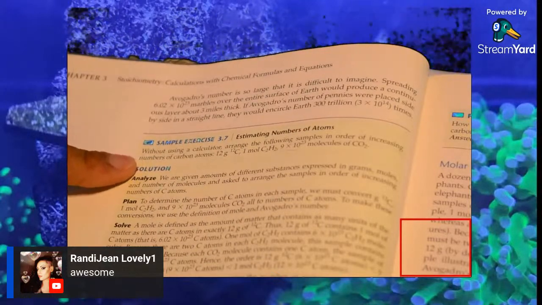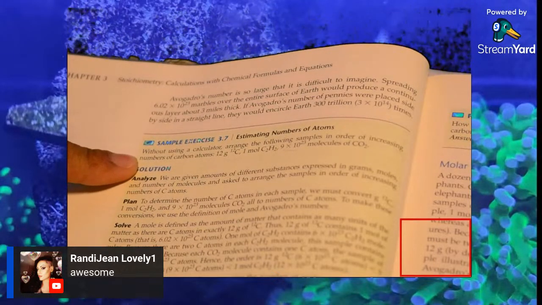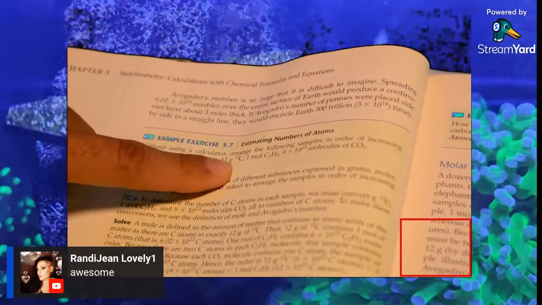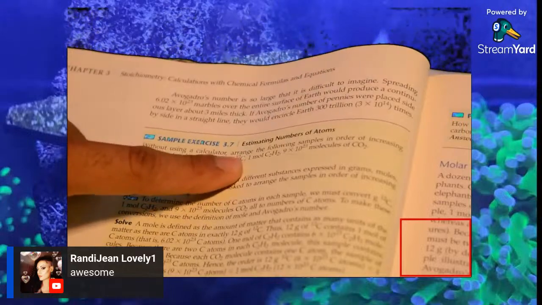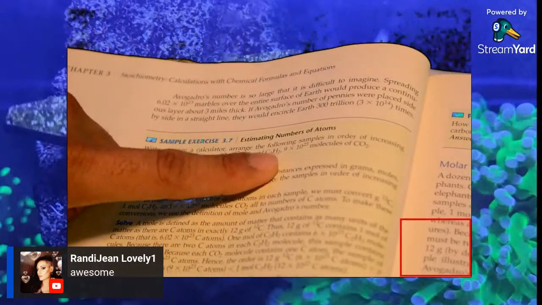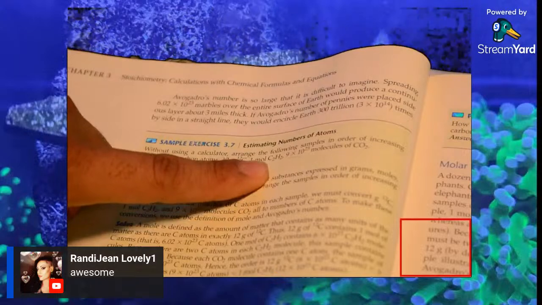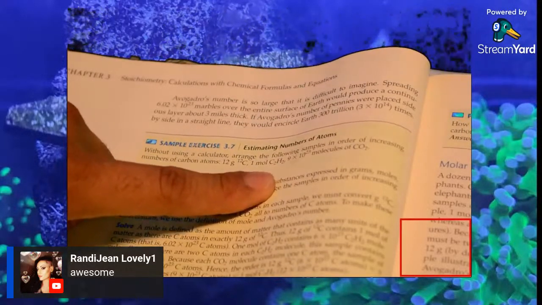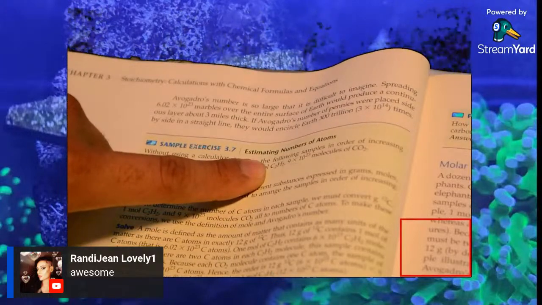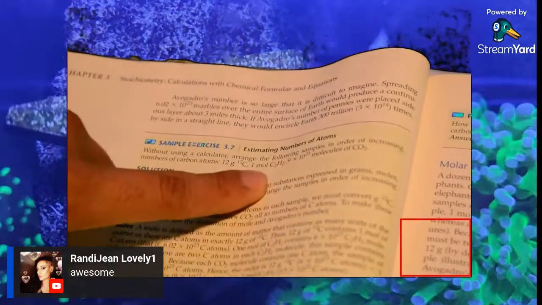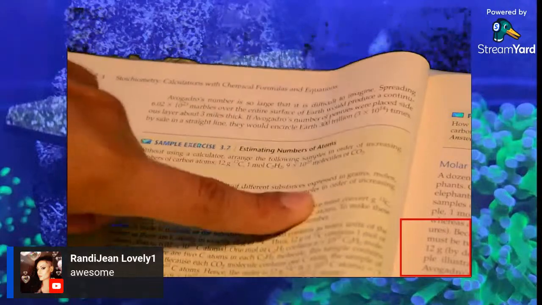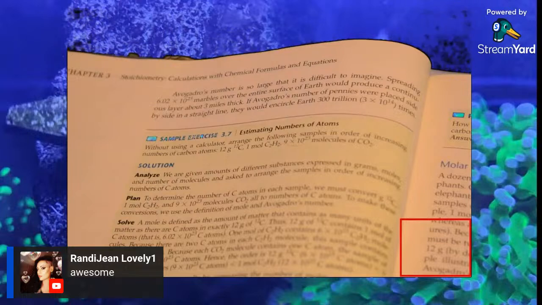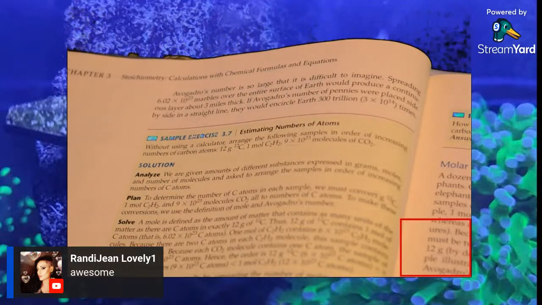Estimating number of atoms without using a calculator, arrange the following samples in order of increasing numbers of carbon atoms: 12 grams of carbon, 1 mole of C2H2, I'm not sure what that is, and 9 times 10 to the 23rd molecules of CO2. All right, so it doesn't matter what it is.